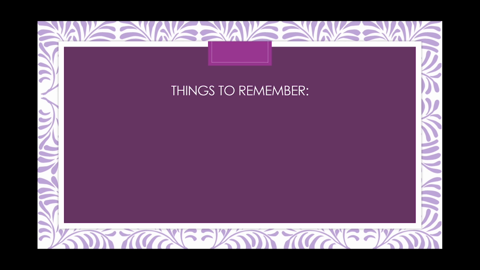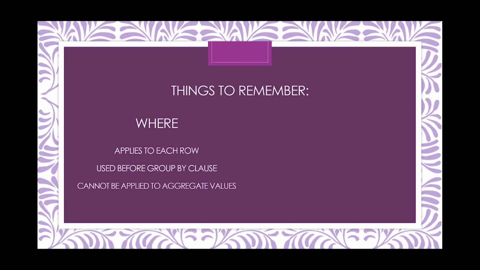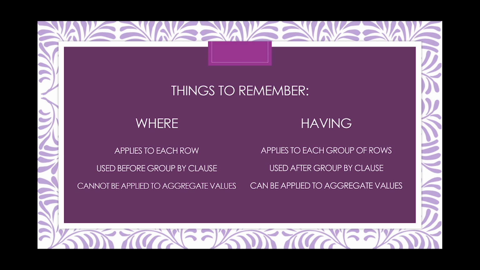This concludes our example on the where clause versus the having clause. Next time you are solving a problem using SQL, remember these simple things. The where clause applies to each row individually. Then they can be grouped together, but they can never be applied to aggregate values. Whereas the having clause applies to groups of rows after they have been grouped together, and they can always be applied to aggregate values.